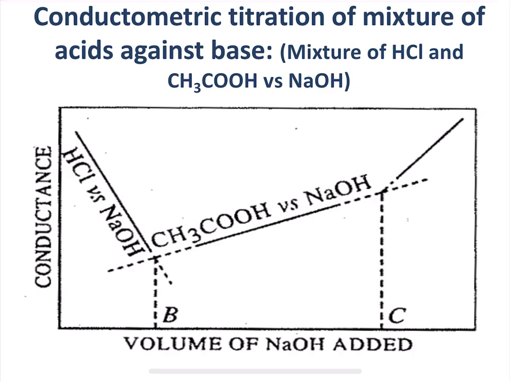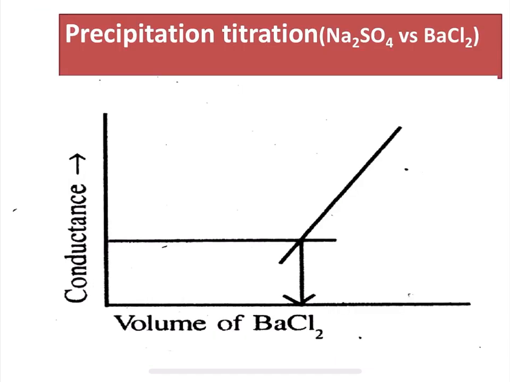Okay, so a graph is then drawn with conductance on the y-axis and volume of NaOH on the x-axis. From the graph, volumes of NaOH corresponding to the 2 points of intersection are noted down. Okay, so this is how we are going to determine the conductance of our acid mixture with the help of a conductometer instrument. Okay, and the next case is case 6.